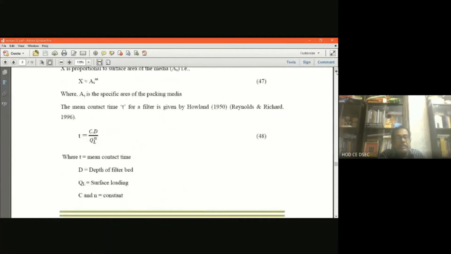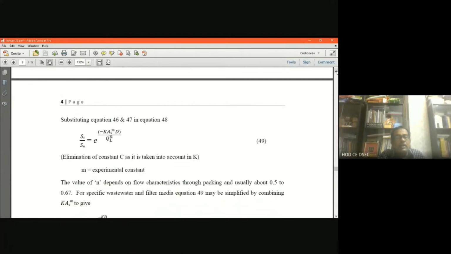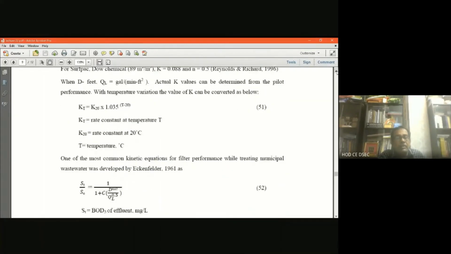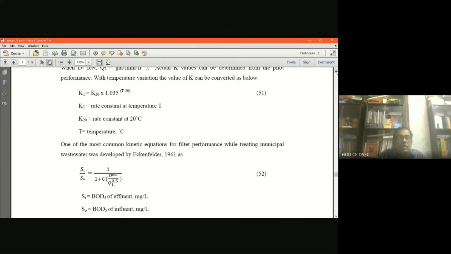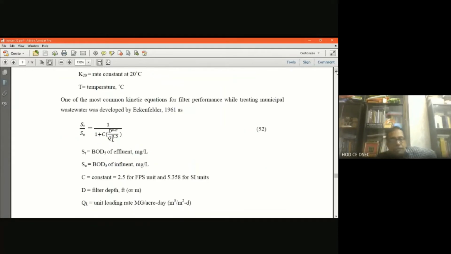But the main kinetics equation, we must tell you, this is the basic equation. What is the equation? ST by S0 equal to 1 by 1 plus C whole to the power D to the power 0.67 by QL whole to the power 0.5. That will be used in solving the problem that we'll see, where S1 equal to BOD5 of effluent, that is when the effluent is from the SST. S0 is BOD5 of effluent when it is entering into the trickling filter. That BOD is S0. C is a constant, that value will be given. D is the filter depth.